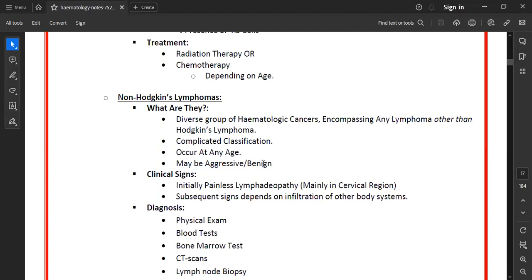Do you guys feel like we should go deep into the classifications for these Hodgkin's lymphomas? Hello? Okay.